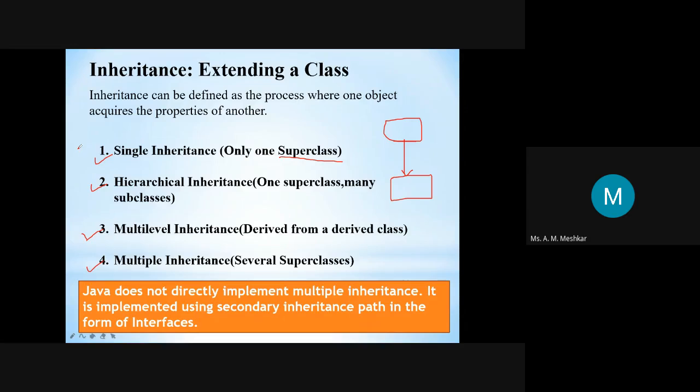Now, in Java, we have only these four types of inheritance, among which multiple inheritance is not directly implementable. So Java does not directly implement multiple inheritance. It is implemented using a secondary inheritance path in the form of interfaces. And that we will understand after learning these three inheritance types. Though it is not included in your syllabus, meaning they have not specified the topic inheritance to be learned, but to learn interfaces, they have specified interfaces. So to learn interfaces, you must learn all of this.